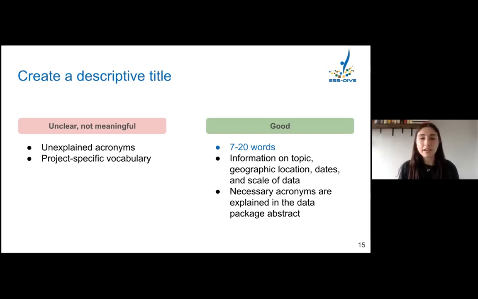So for your title, if the data is associated with a journal publication, the title may include the journal name if you would like. And if there's an existing DOI for the data, we ask that you use the same title for citation consistency. And mistakes that can cause a failed check with a title are unexplained acronyms or project-specific vocabulary that could be confusing to data users. If there's any acronyms that you feel are necessary to include, we ask that you explain those clearly and thoroughly in the data package abstract.